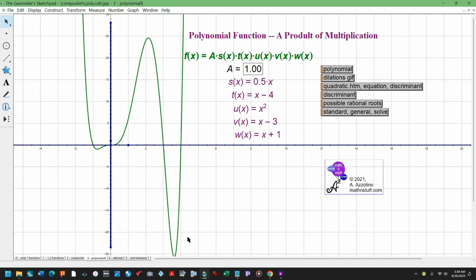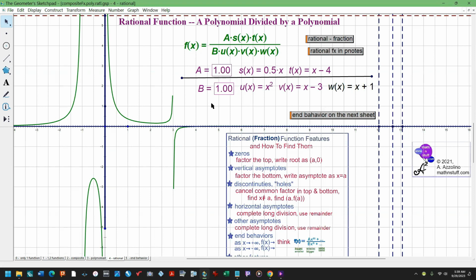The polynomial version gives you it all laid out, ready for a multiplication problem. The rational gives it to you laid out for a rational function. It's got the top functions, it's got the bottom functions. Gives you some vertical asymptotes.